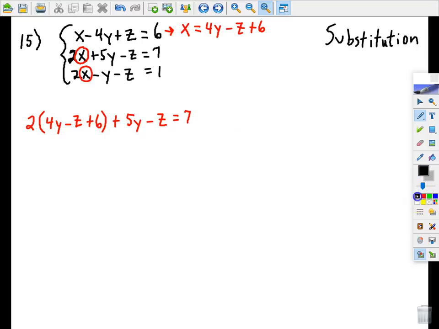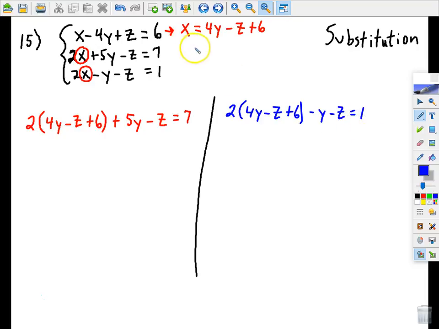Okay, and then over here I'll just do the same thing in this third equation, maybe in a different color, but we're going to replace x here as well. 4y minus z plus 6 minus y minus z equals 1. Solve for one of the variables, replace that variable in the other two.